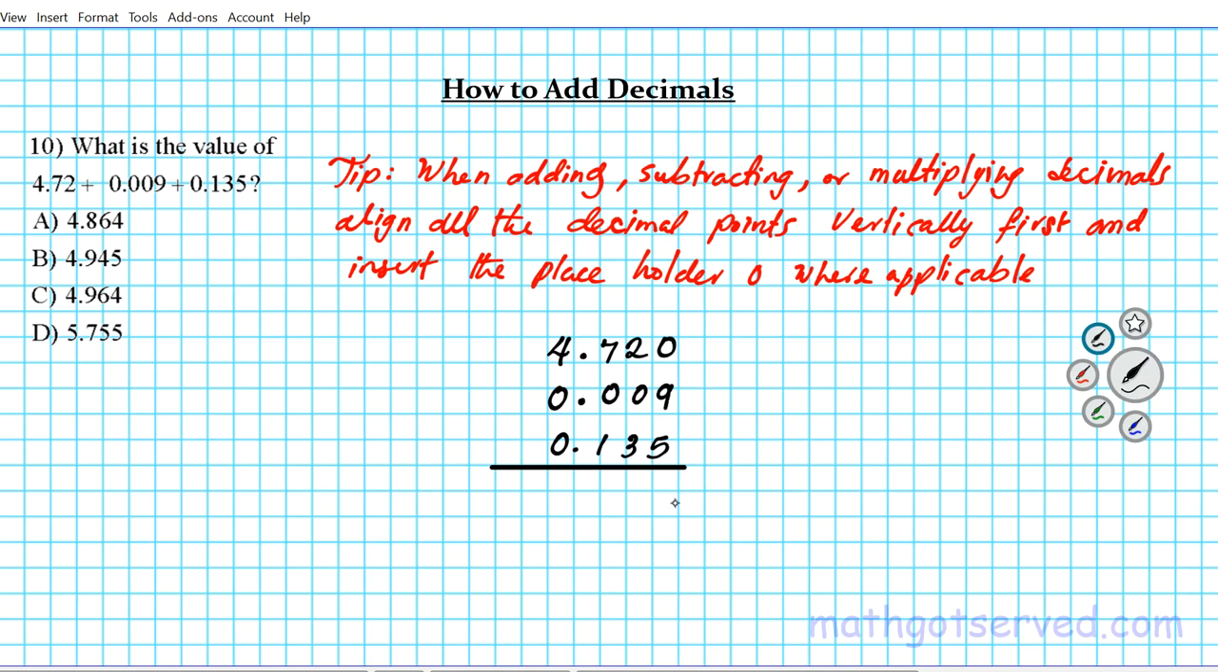9 plus 5 is 14. 4 carry 1. 1, 2, 3. 3 plus 3 is 6. 7 plus 1 is 8. 4 plus 0 plus 0 is 4. The answer to question number 10 is 4.864, option letter A.